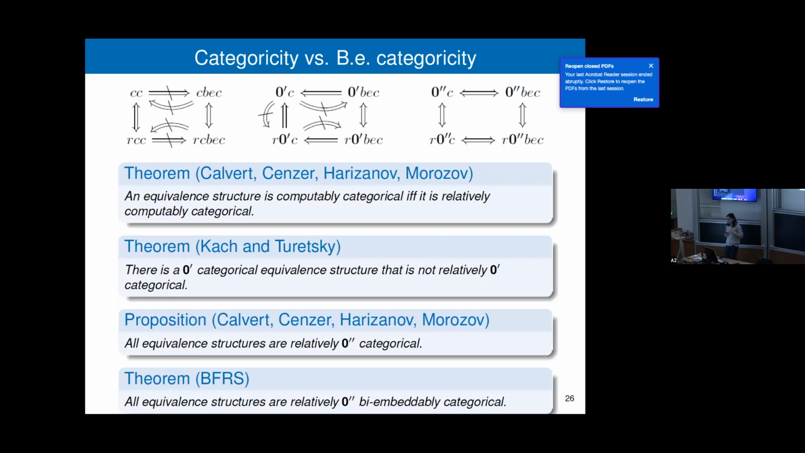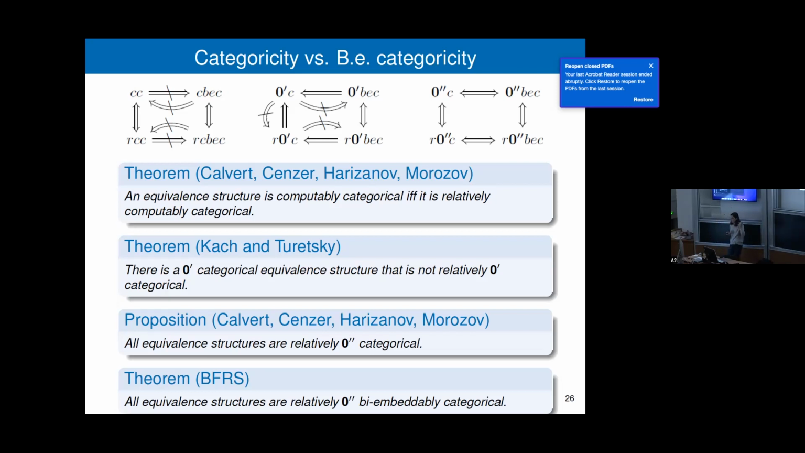Okay, and for the zero jump case, what we know for BE categoricity is that the relative and non-relative versions coincide there, which is not the case for the classical computable categoricity, as proved by Ketchersid and Turetsky. And here we have implications from BE categoricity to categoricity, but not the other way around.